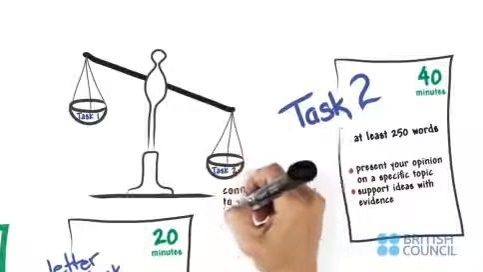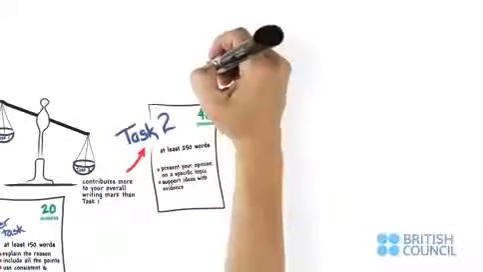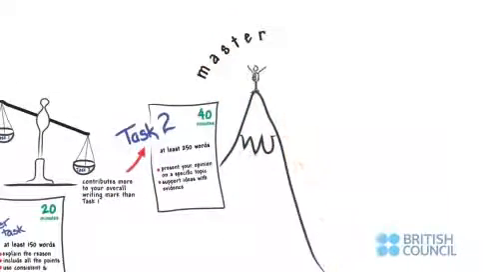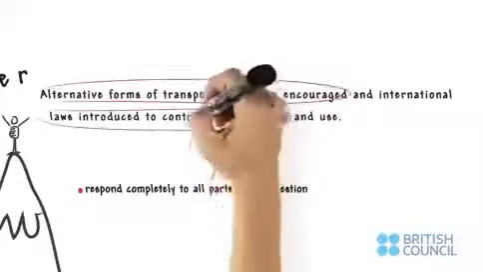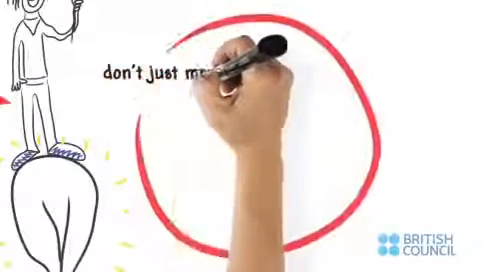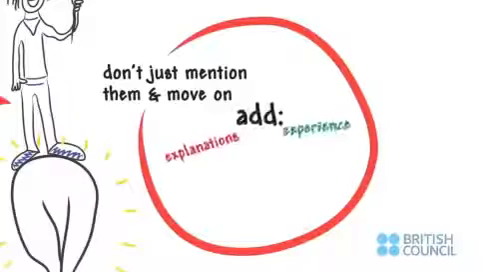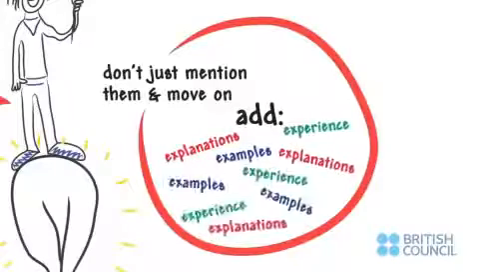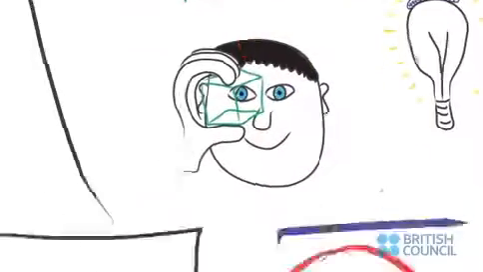Task 2 contributes more to your overall writing mark than Task 1. To master Task 2, you will need to respond completely to all parts of the question. Develop and support your ideas. Don't just mention them in a single sentence and move on to the next idea. Add explanations, examples, or experience. Ensure your opinion is clear in your answer.